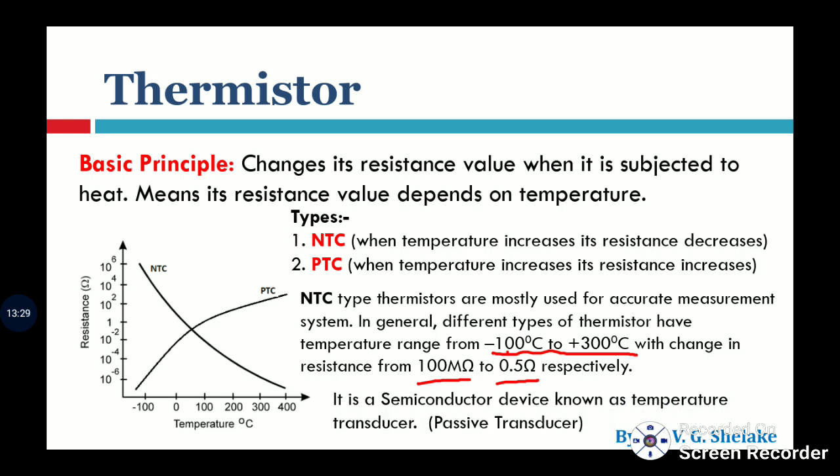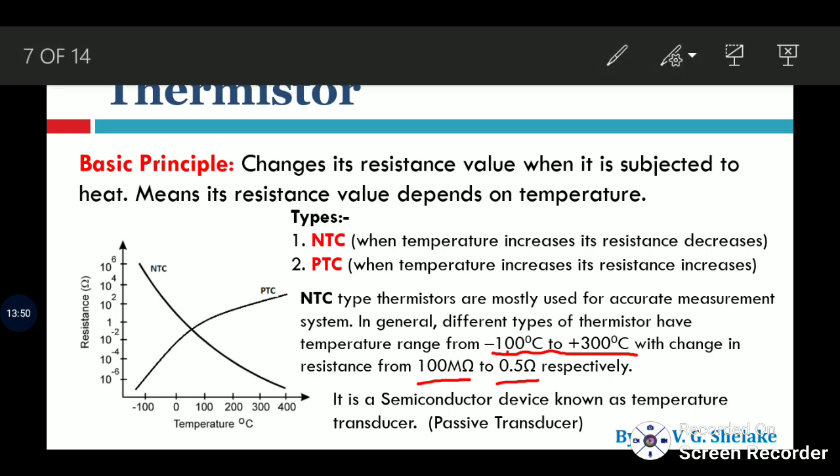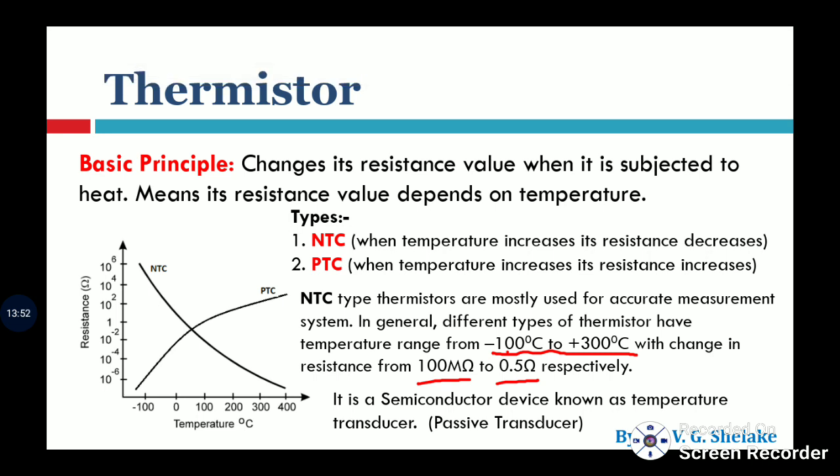So the semiconductor shows the NTC, meaning negative temperature coefficient of resistance, property, since it is constructed using semiconductor. This requires an external power supply for its operation, hence it is one of the passive transducers. Now we will see how this is constructed.